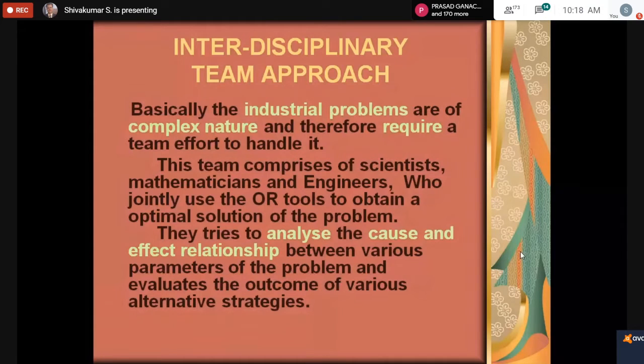They try to analyze the cause and effect relationship between various parameters of the problem and evaluate the outcome of various alternative strategies. When you start solving any problem, you come up with multiple strategies to solve it, and evaluating the best strategy is very important. OR tries to give a solution as to which strategy can be used to achieve the objective. That's why I say it is an interdisciplinary team approach, the third feature of OR.